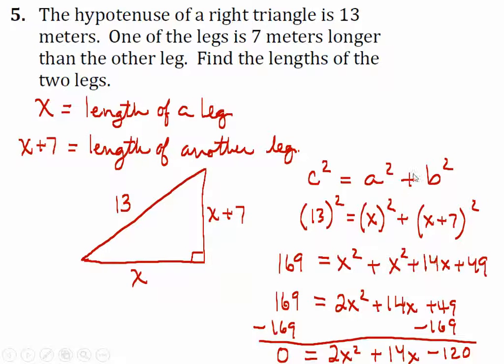Alright, let me rewrite the problem here. That's what I had last time. There it is. I'm going to leave the 0 as is. You can switch it around if you like, you can put the 0 on this side if you like, but that's fine too. Factoring.